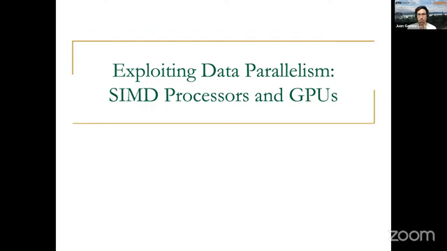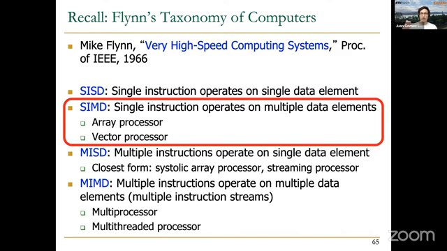If not, I'm going to start introducing what will be the contents of the next lecture, lecture number 2. We will talk about exploiting data parallelism. We have already started talking about this. We started the lecture today with SIMD processors, and that's going to be the main topic of next lecture, SIMD processors and GPUs. Remember that SIMD processors are one of the 4 different types of machines that Mike Flynn identified in his 1966 paper. A SIMD machine is a machine where single instructions operate on multiple data elements at the same time.